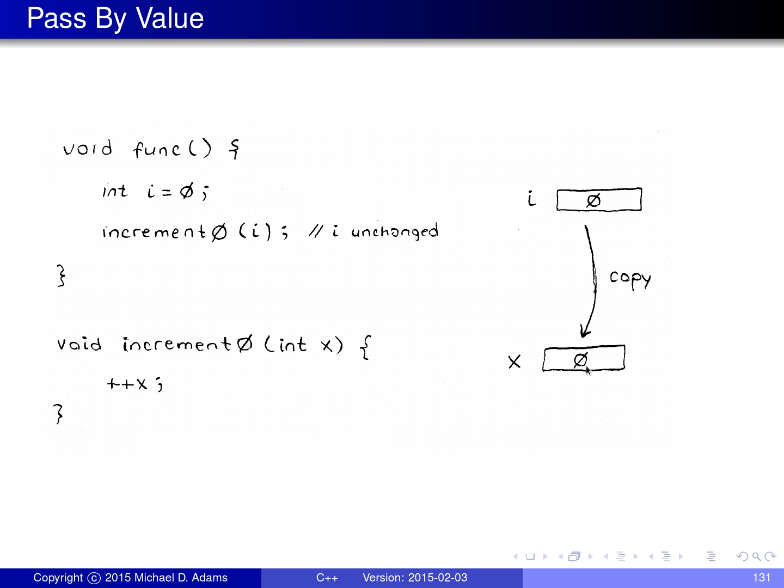And then the function increment 0 returns. And when increment 0 returns, this local variable x is destroyed, so it goes away. Then all we're left with after we returned is this variable I, which is still equal to 0, because it was never changed by the increment function. So this is the reason why when we pass by value in this particular example, the value of I remains unchanged after the function increment 0 returns.